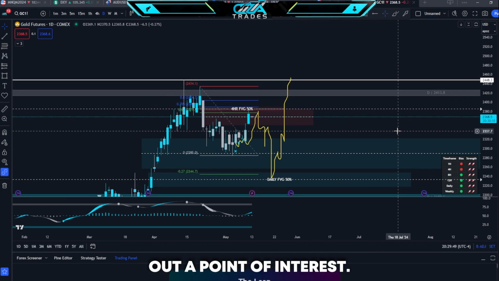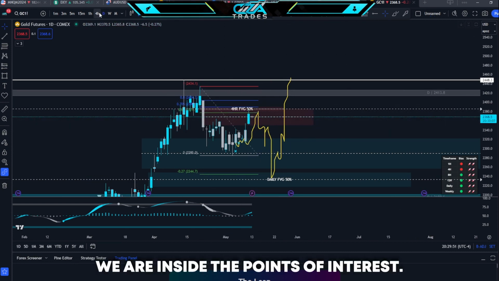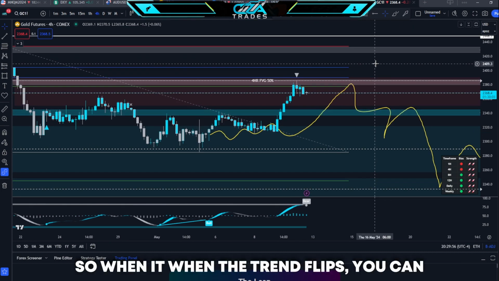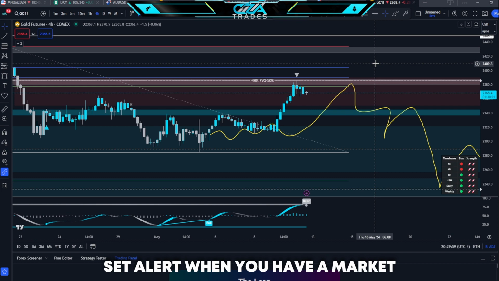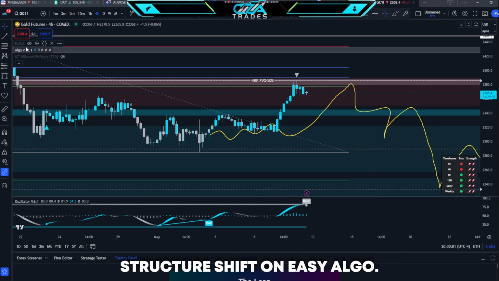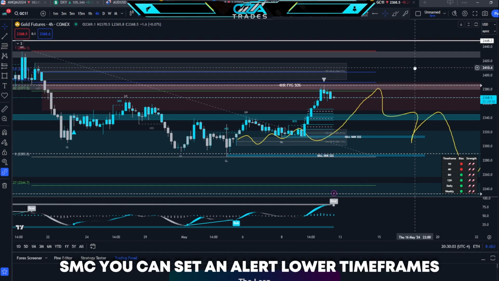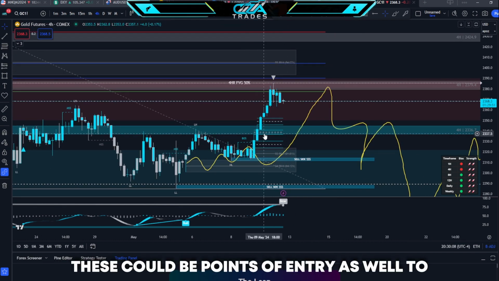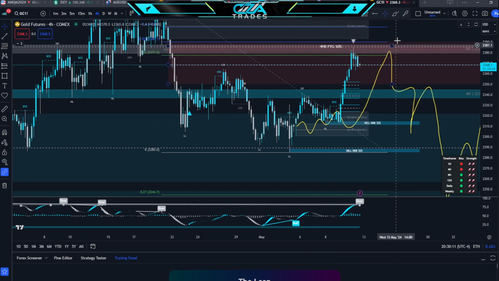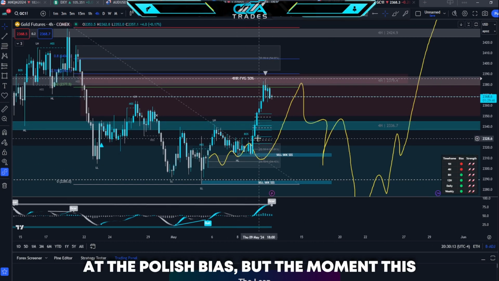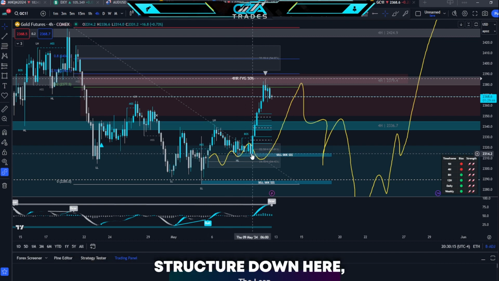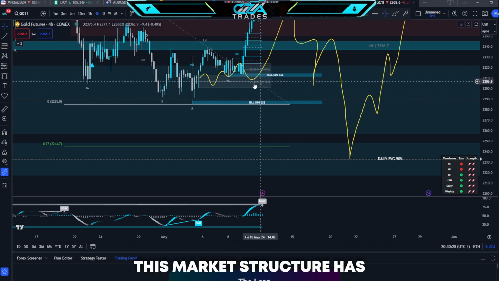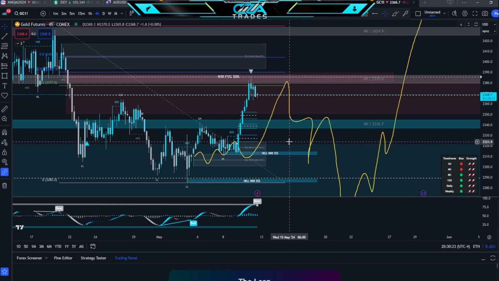Right now we are playing out in a point of interest. We are inside the points of interest. What you can do is set your alerts using EZAlgo. So when the trend flips, you can set an alert. When you have a market structure shift on EZAlgo SMC, you can set an alert on lower time frames and you can catch that. These could be points of entry as well to continue with the trend at the bullish bias. But the moment this price action breaks through this market structure down here, we're not bearish, and we're targeting that daily fair value gap. This market structure has to hold right over here.